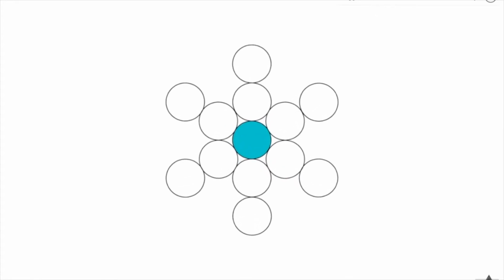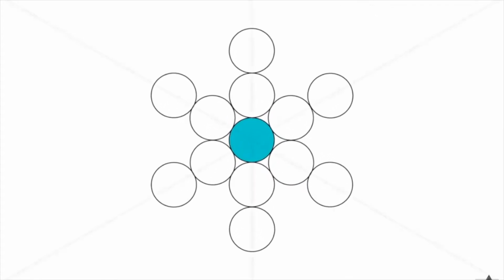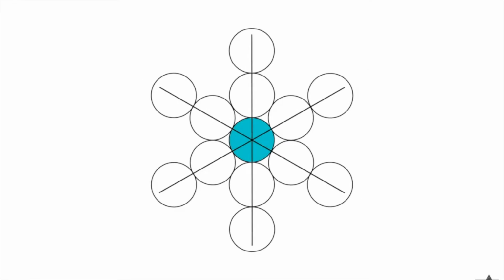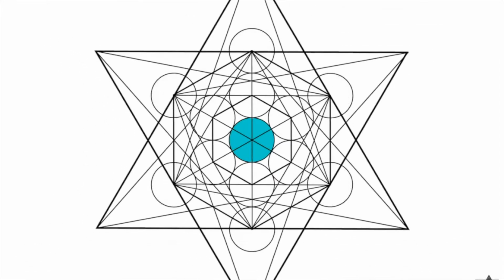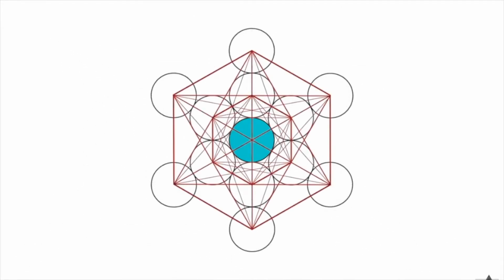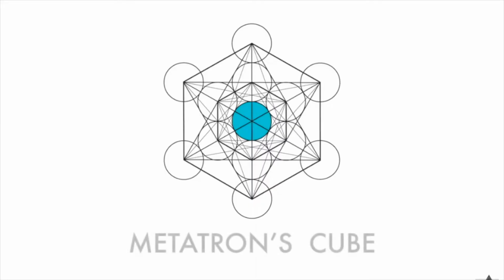We're going to take the fruit of life, as you can see here, and I'm going to connect the centers of each of the 13 circles in the fruit of life with straight lines. And this gives a total of 78 straight lines. After connecting them, you get this beautiful shape that we call Metatron's cube.